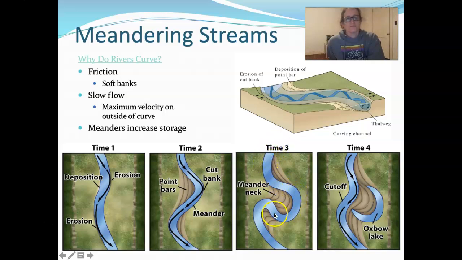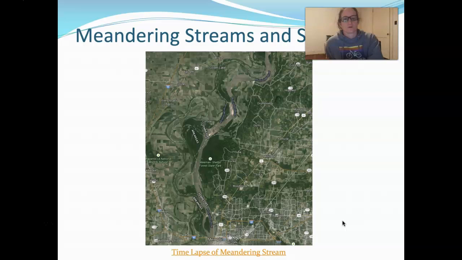Now we have a big meander neck, and then that cutoff is going to occur usually during a flooding event, and there'll be an oxbow lake left high and dry out here on the floodplain. Oxbow lakes are really important parts of the ecosystem because they become wetlands over time. And we'll talk more about wetlands.